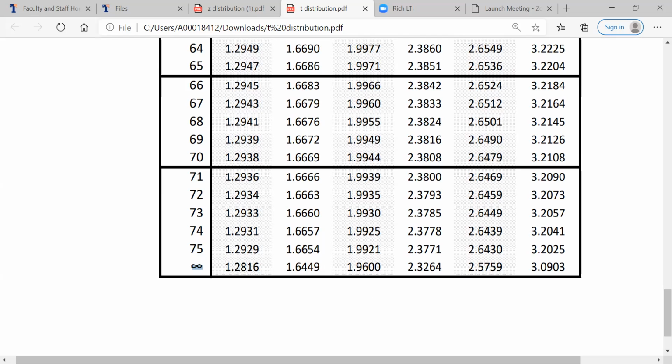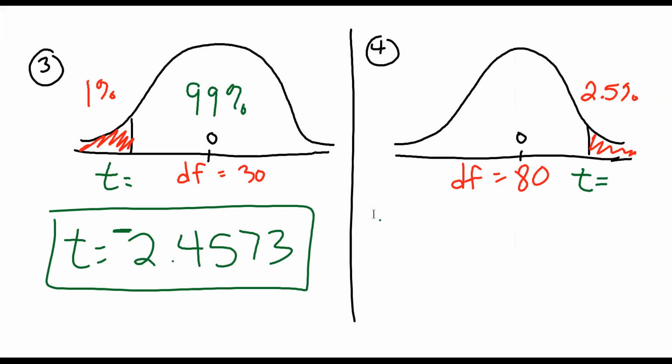I'm going to write that. I'll probably type it over. That is the lesson from this problem. If degrees of freedom exceeds 75, use the infinity row. I'm sure there's a way to type in infinity, but it was quicker for me to type the word infinity than figure that out. All right, so we're at 80 degrees of freedom. We're still in 2.5%.